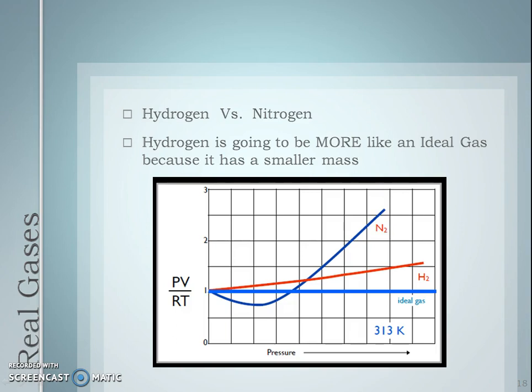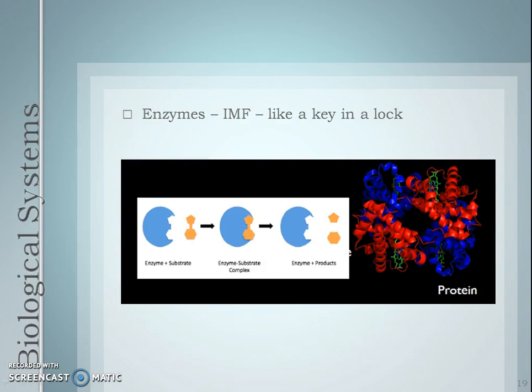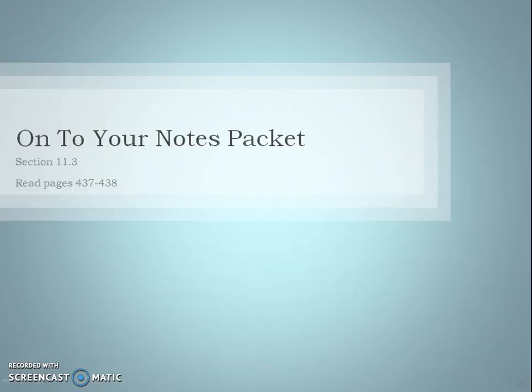So he looked at hydrogen and nitrogen to give you an example. Which one is more likely to act like an ideal gas? That would be hydrogen, because it's closer to that standard line of an ideal gas. So hydrogen is going to be more like an ideal gas, and one of the reasons is that it has a smaller molar mass. And he also talked a little bit about biological systems and how enzymes are like IMFs because they have to fit inside each other like a lock and key.